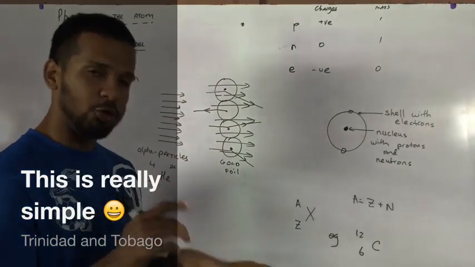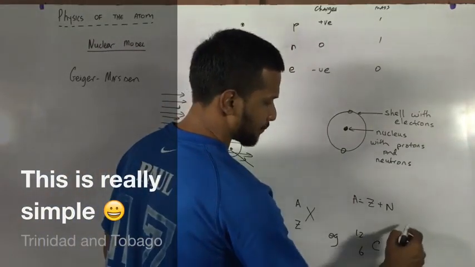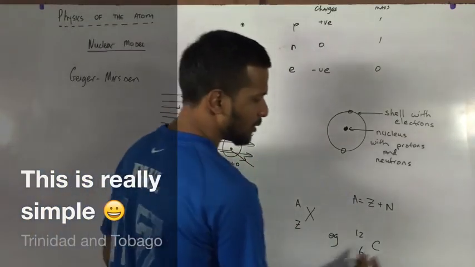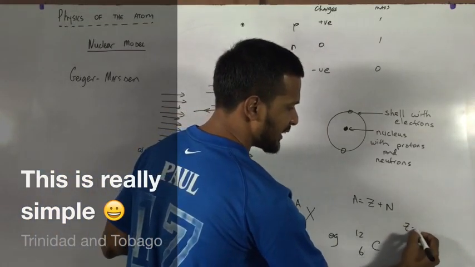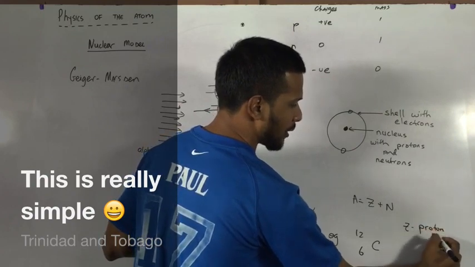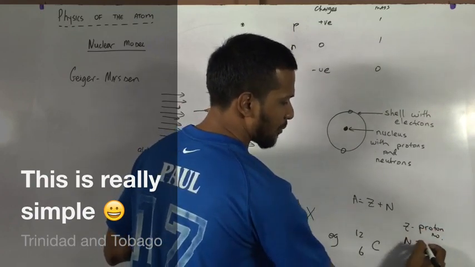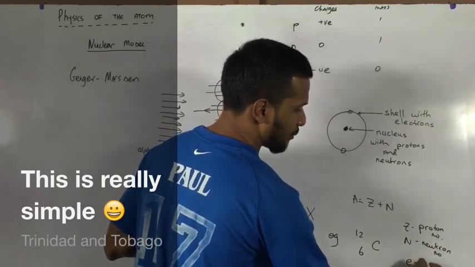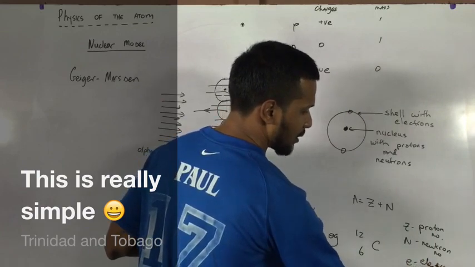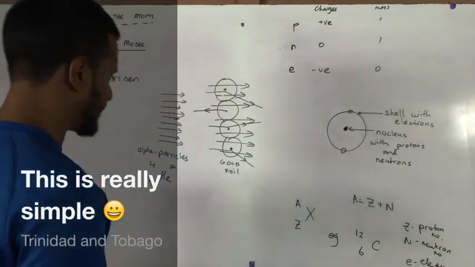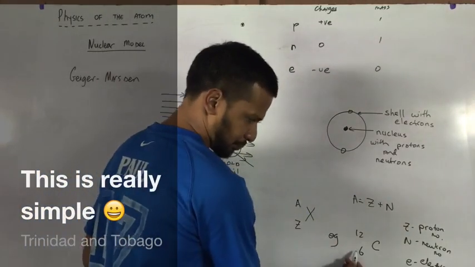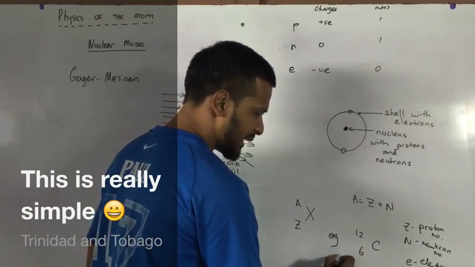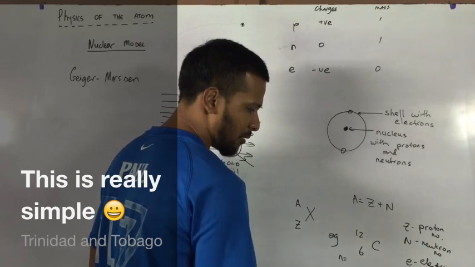These two numbers, for a neutral atom, can be used to work out the protons, neutrons, and electrons. So, what does Z represent? Z represents the proton number. What does N represent? N represents the neutron number. And E represents the electron number. How do we work out these things? Very simple. For this carbon-12 atom, N is the number of neutrons.